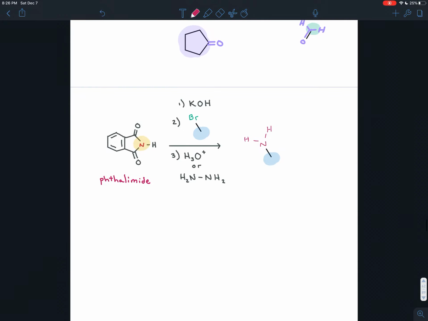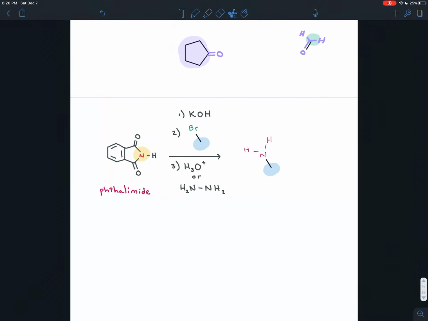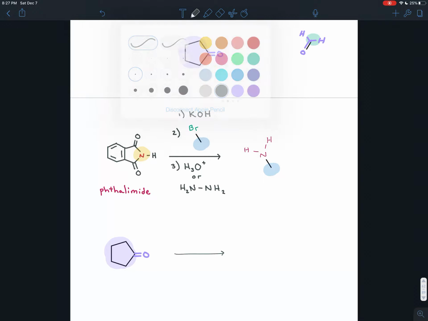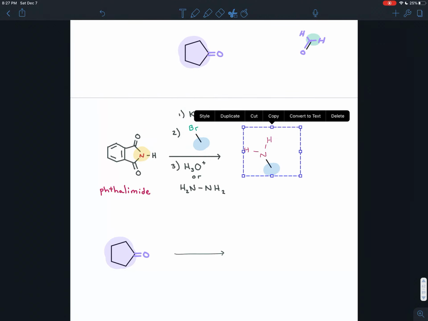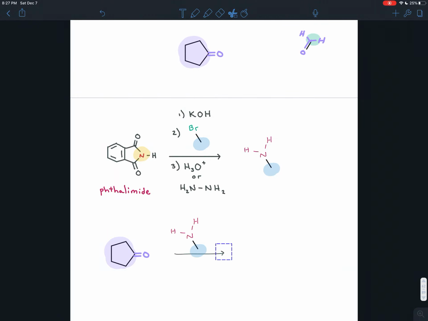And once we have a primary amine, we can add the other 2 bonds to the nitrogen, between the nitrogen and the carbons, by doing reductive amination. So we can take one of our ketones or our aldehydes, it doesn't matter which one. We can take the amine we made from the Gabriel synthesis.